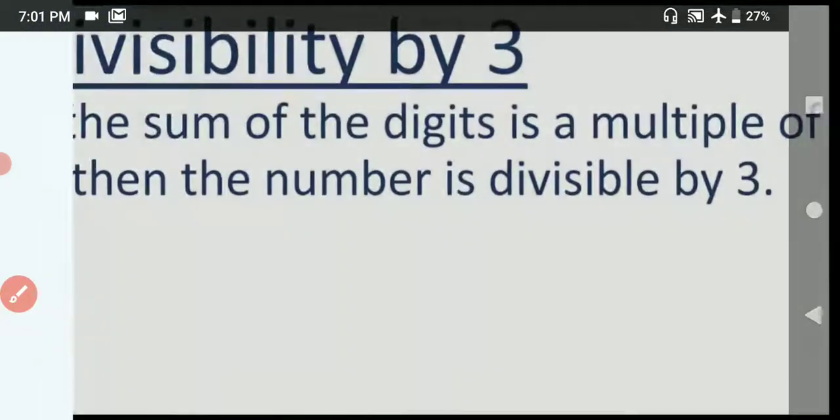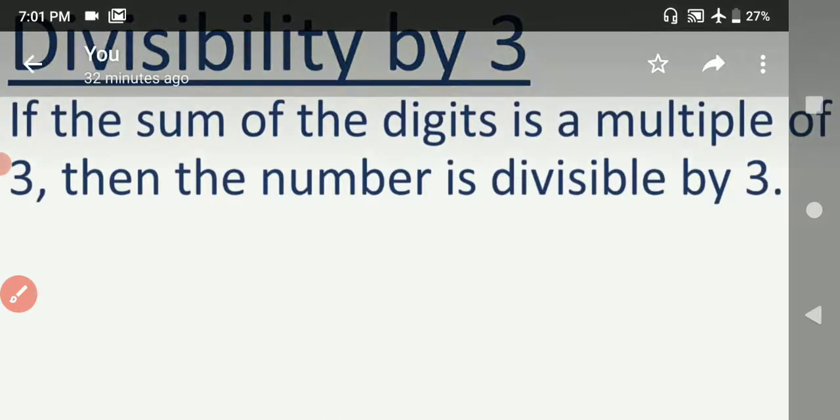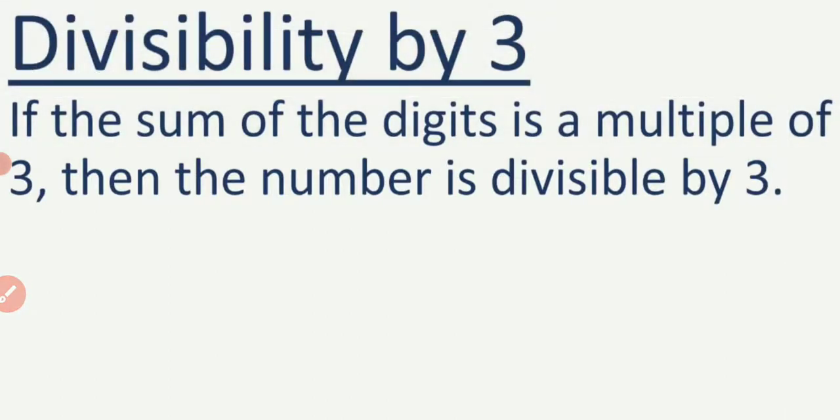So the next one is divisibility by 3. If the sum of the digits is a multiple of 3, then the number is divisible by 3. According to the rule, if the sum of the digits making the number is divisible by 3 or a multiple of 3, then the given number is also divisible by 3.